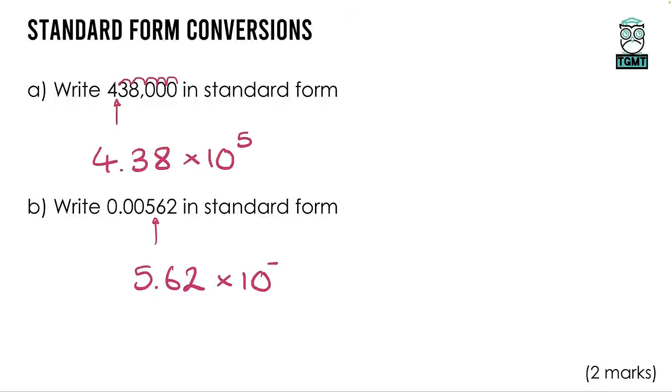So I can put the negative in the power, and then I just need to count 1, 2, 3 jumps there for that place value, and that will be minus 3. So there we go, with a 0 point number, our power is just going to be negative.